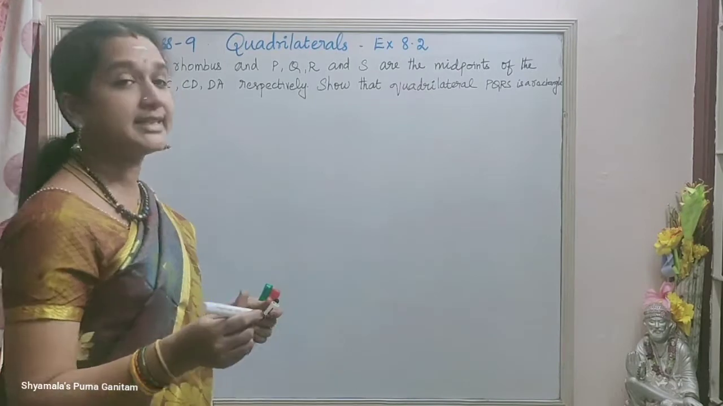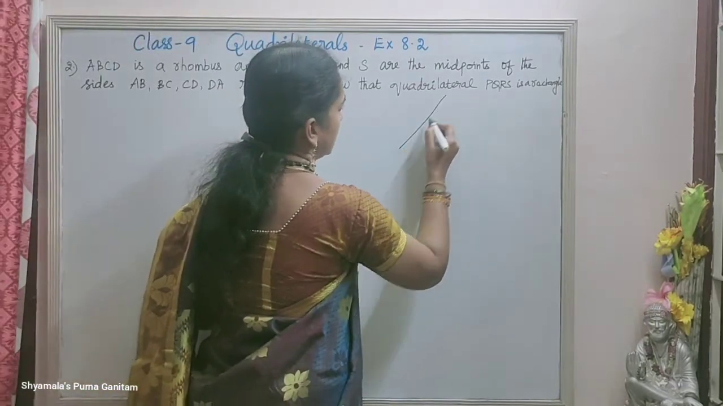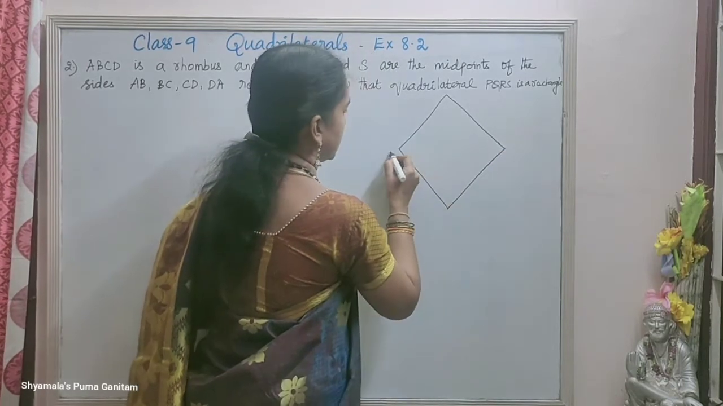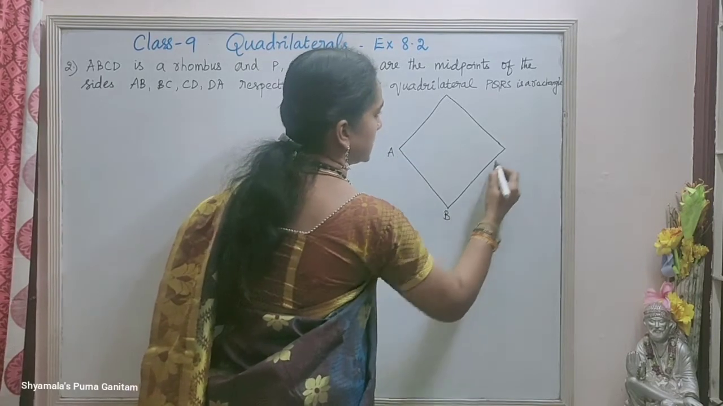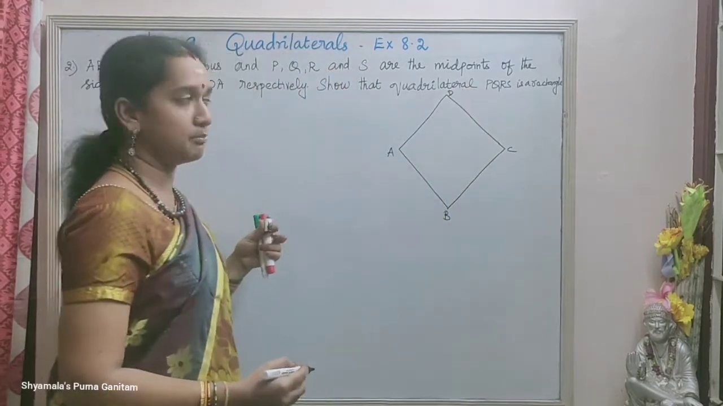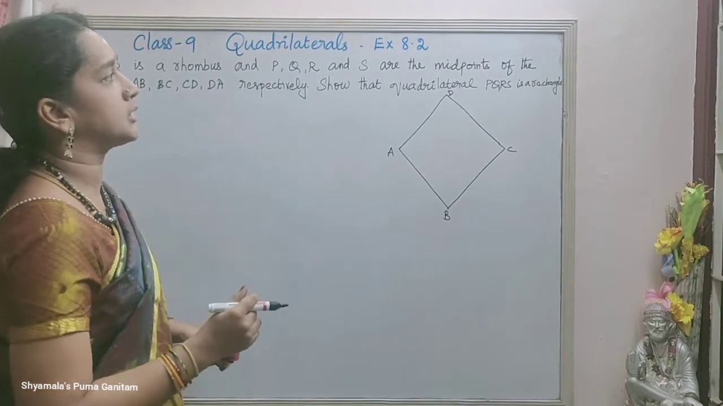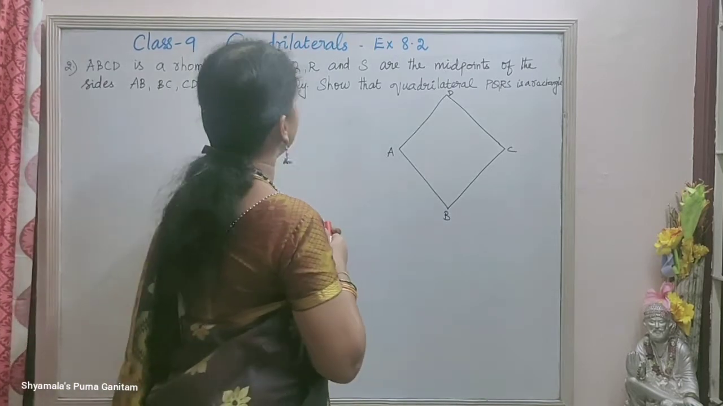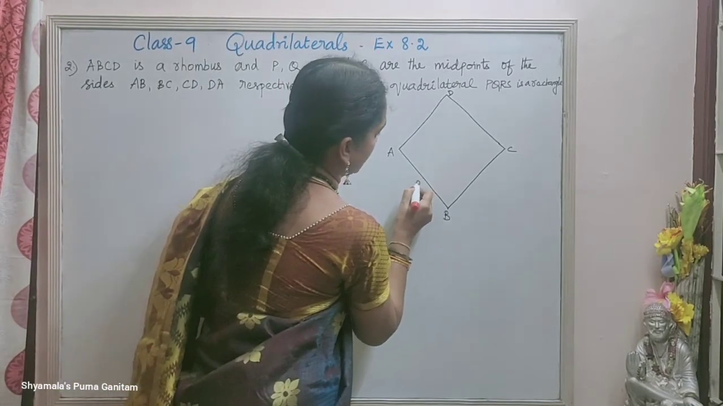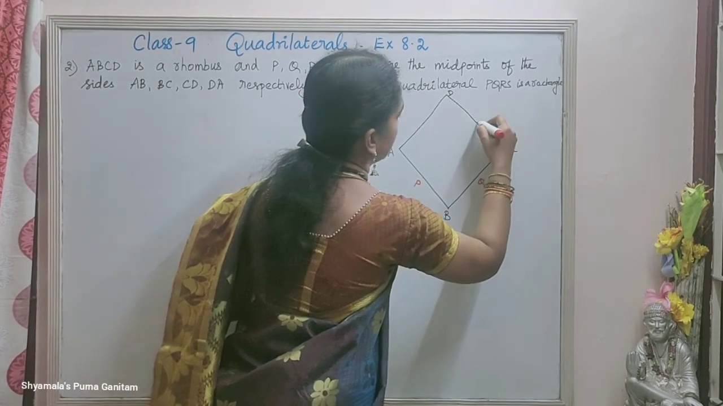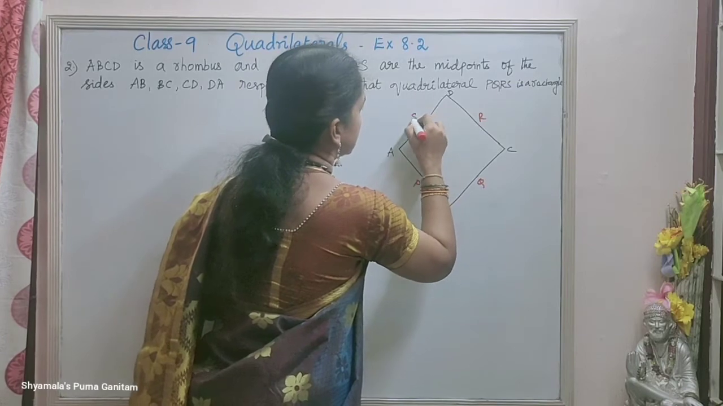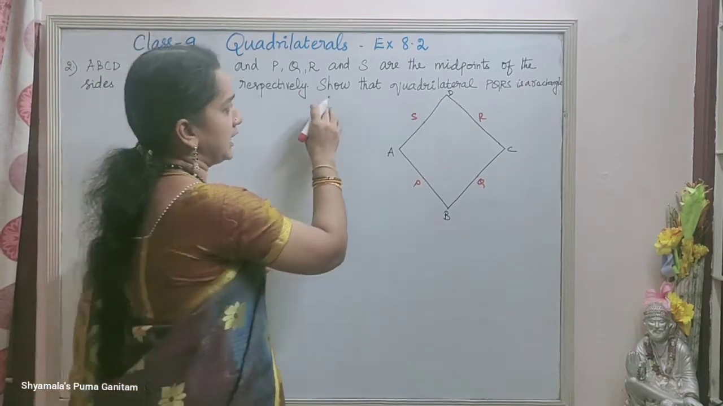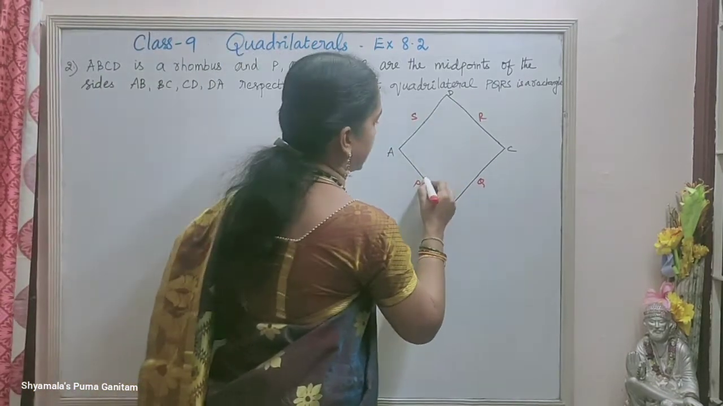So it is given ABCD is a rhombus. P, Q, R and S are the midpoints of the sides AB, BC, CD and DA respectively. Show that the quadrilateral PQRS is a rectangle.